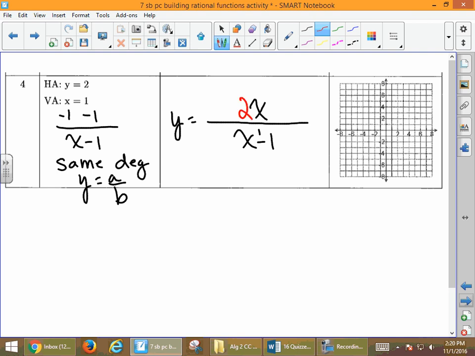And if I digress for a moment here, this would have been the numerator. We would have looked at it and said it's 2x. The denominator is 1x. We would have said same degree, and then we would have said y equals 2, the number in front of the x, divided by 1, the number in front of the x. There's the horizontal asymptote.